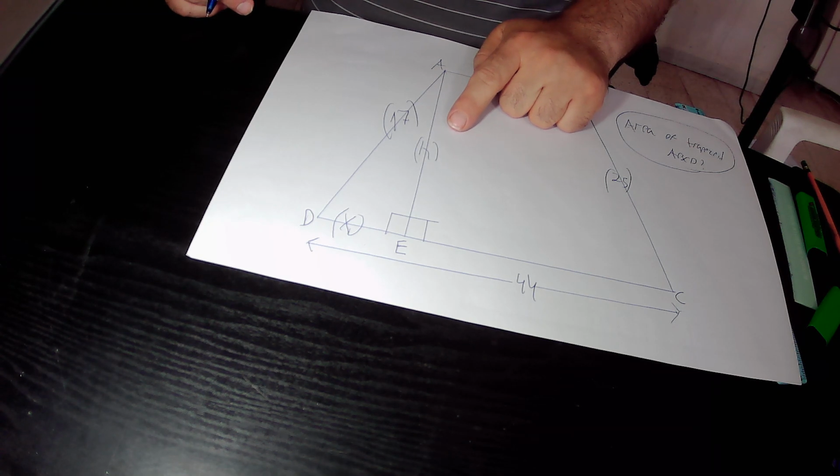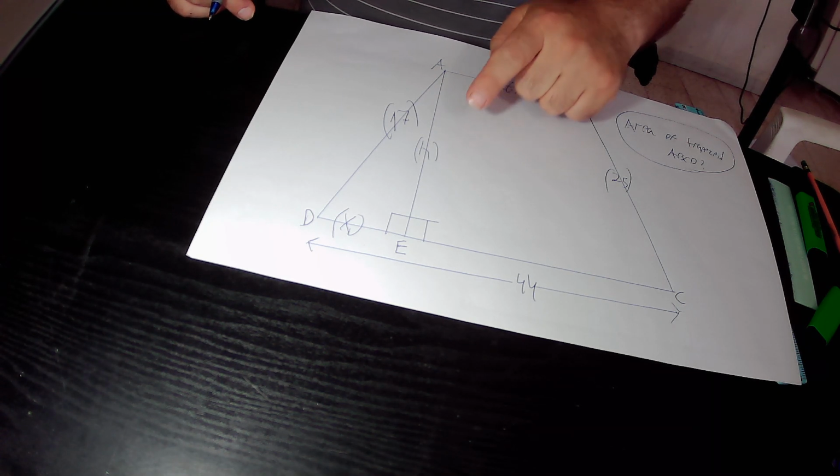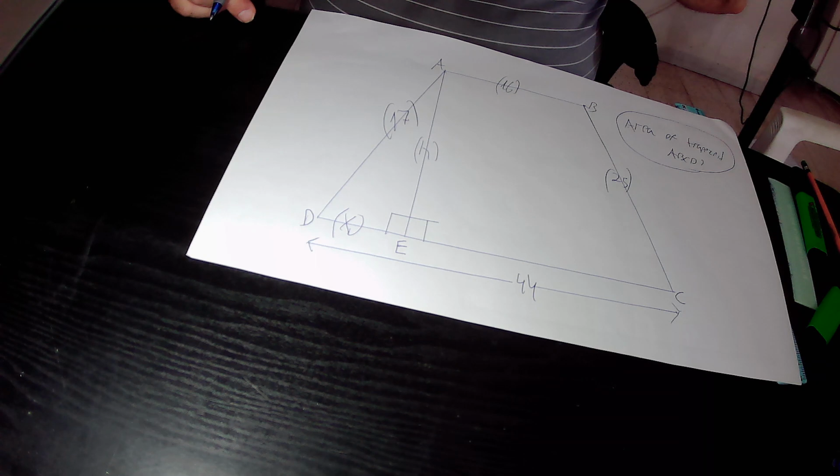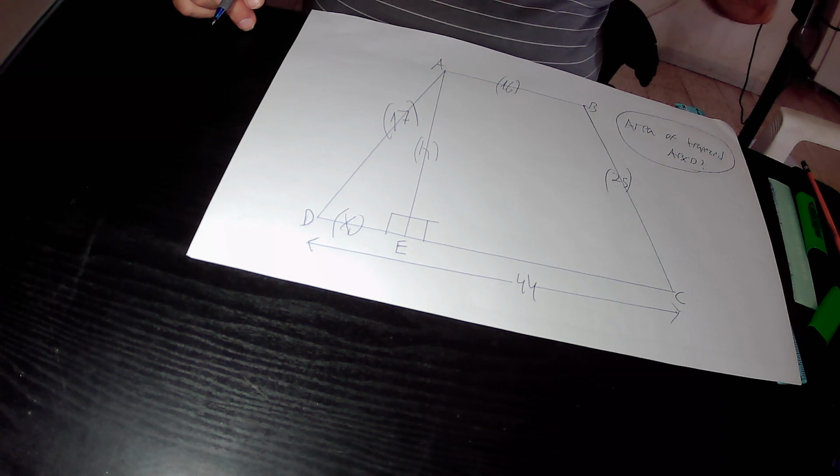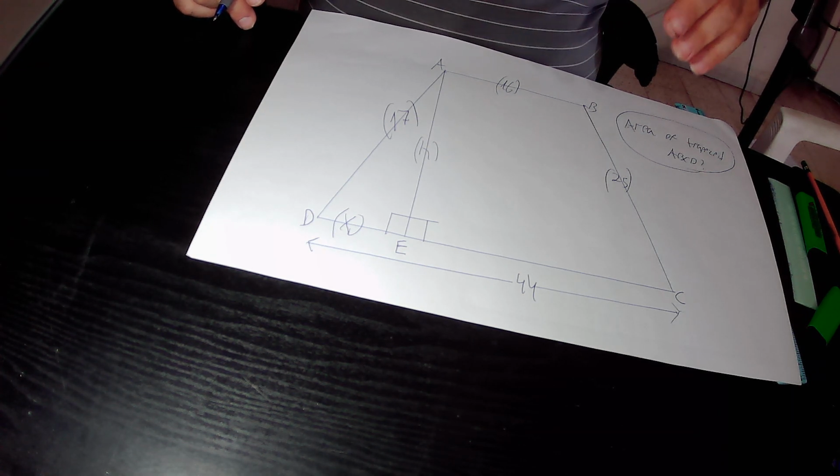H is the height to the base, the height of trapezoid ABCD. Why is H the height of trapezoid ABCD? Because H creates 90 degrees with the base DC of trapezoid ABCD. Therefore, the height of trapezoid ABCD is H, that is AE.